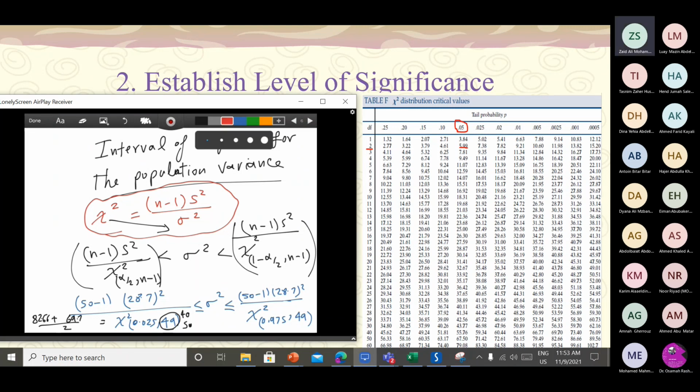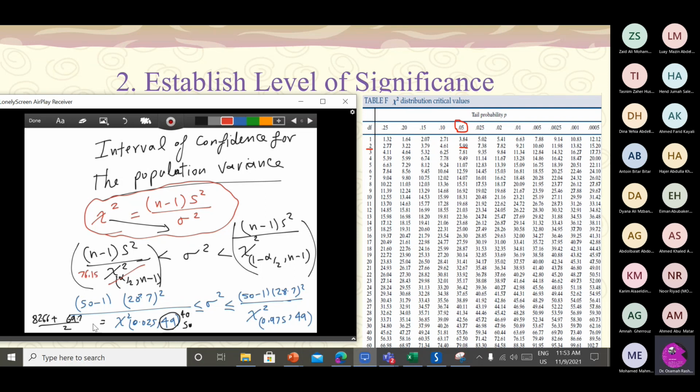Doctor, this is 40 and 50, and we need the 49. Yes, okay. 49 is between 40 and 50. So what is the average of this one and 82.66? Sorry? 76.15. Thank you.